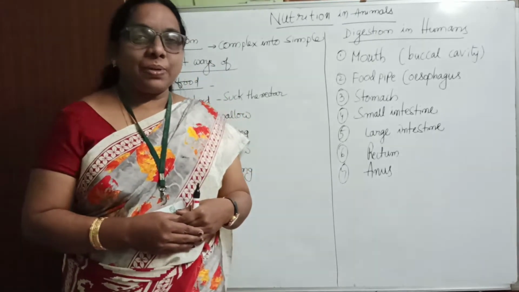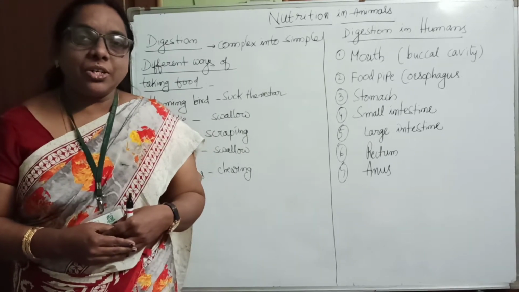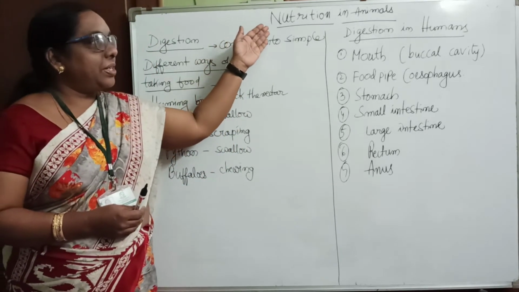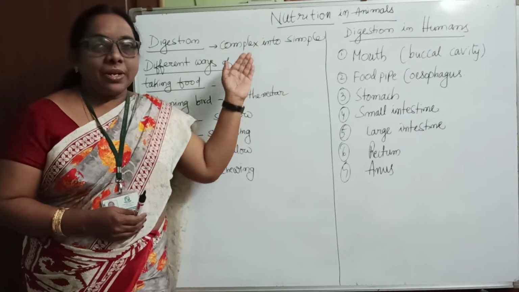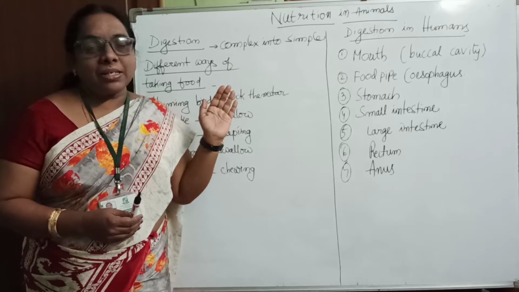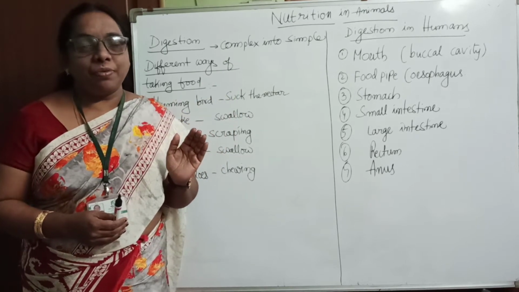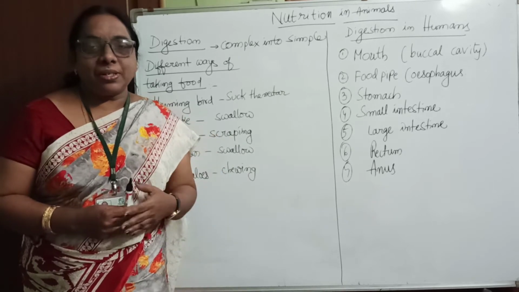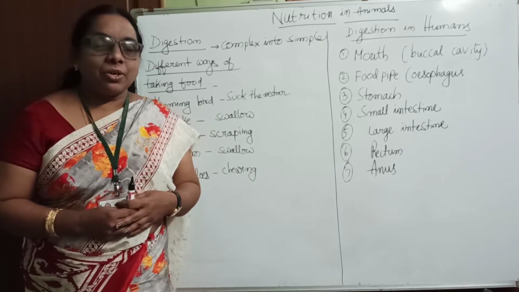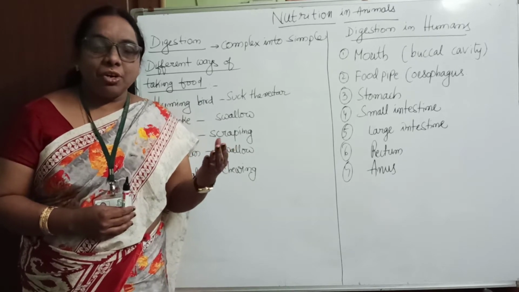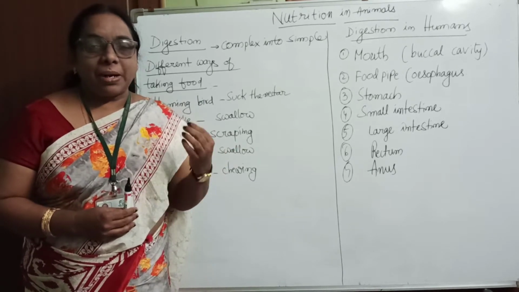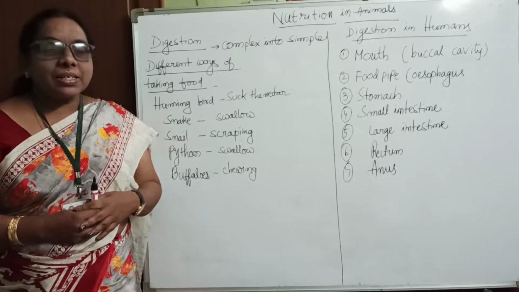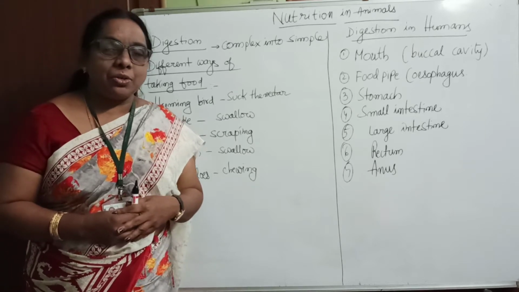Last class we discussed nutrition in plants, and in today's class we will learn how nutrition takes place in animals. Plants can prepare their own food by the process of photosynthesis. You all learned how photosynthesis occurs; four factors are necessary. By utilizing those factors, plants can synthesize their own food. Animals cannot do that.